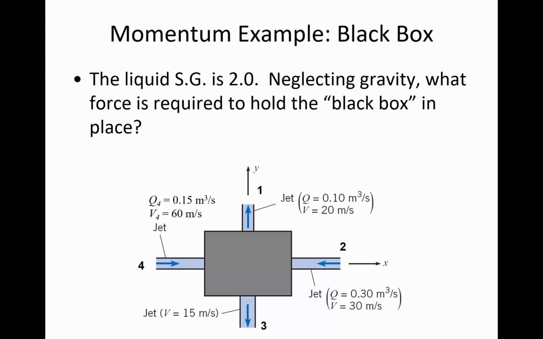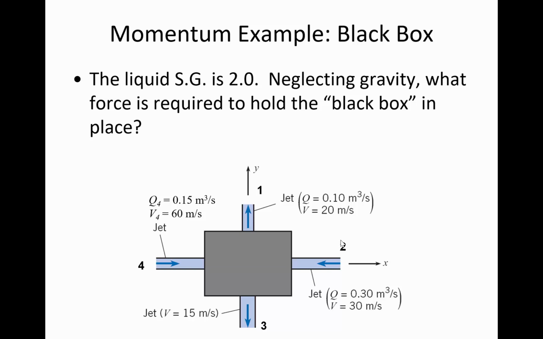So what you can see is that there are two fluid streams coming in. Stream 2 and stream 4 are both liquid jets that are entering this black box. And it's not water. It says in the problem statement there that this fluid has a specific gravity of 2.0. So that means that it's twice as dense as water. Well, what we do know is the volumetric flow rate of stream 4 and the velocity of stream 4, as well as the volumetric flow rate and velocity of stream 2.